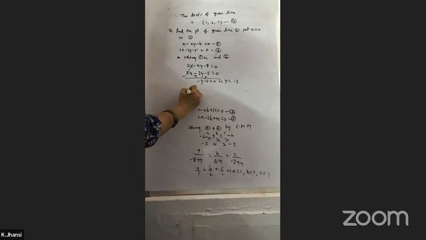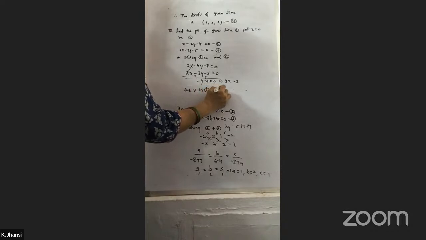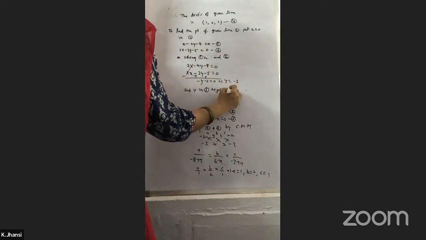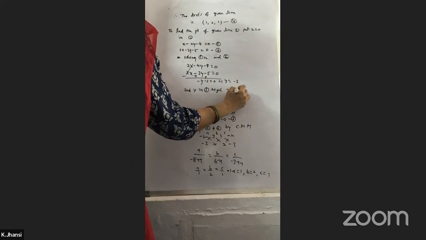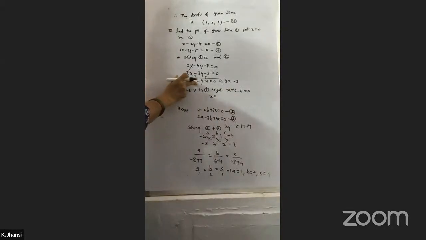Substitute y in 5. So what we get? We get x plus 6 minus 4 equals to 0. Ma'am, why we will get 3? No, ma'am, why minus 3? Oh, here minus 5, no?